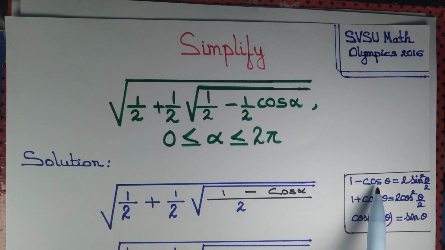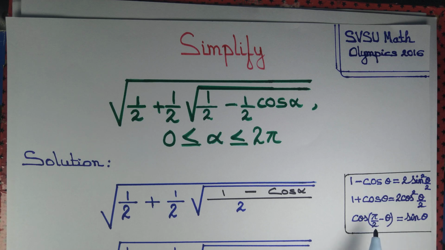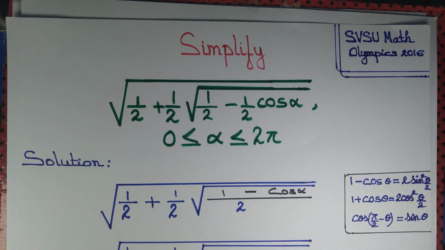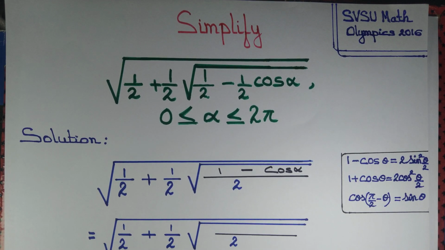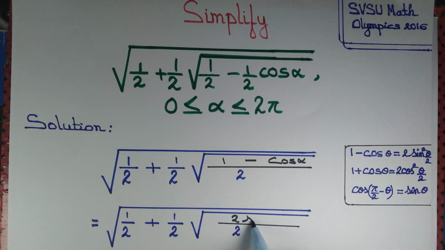Those being 1 minus cos theta equal to 2 sin square theta by 2, 1 plus cos theta equal to 2 cos square theta by 2, and then cos of 90 degree minus theta equal to sin theta. Let's use those. First one, 1 minus cos alpha equal to 2 sin square alpha by 2. So we write 1 minus cos alpha as 2 sin square alpha by 2. Rest of the expression we are copying as it is.